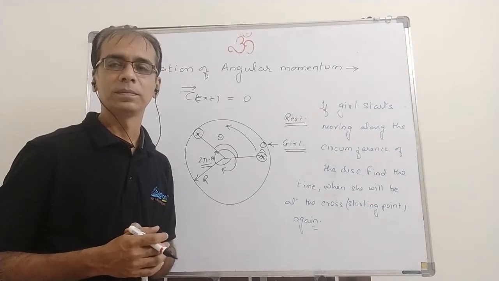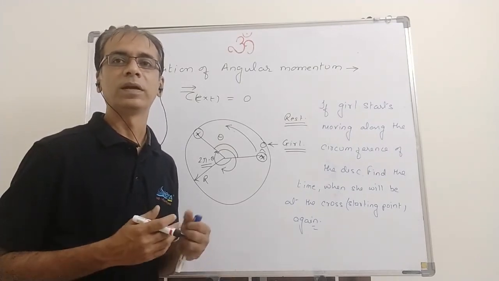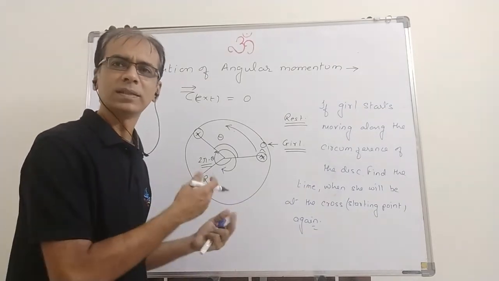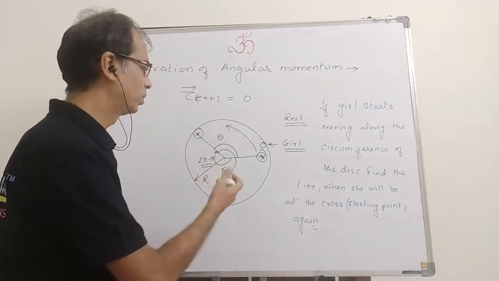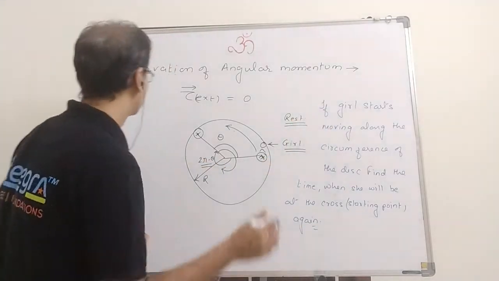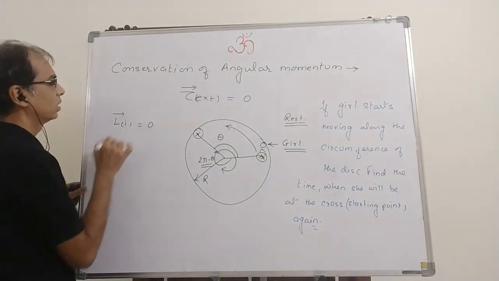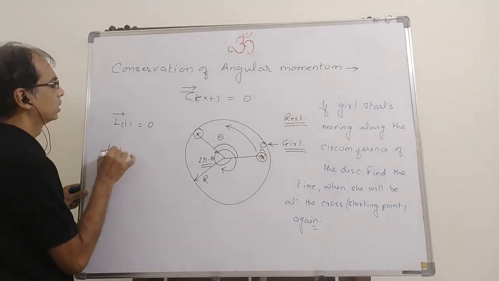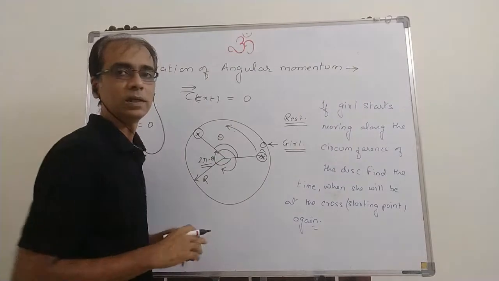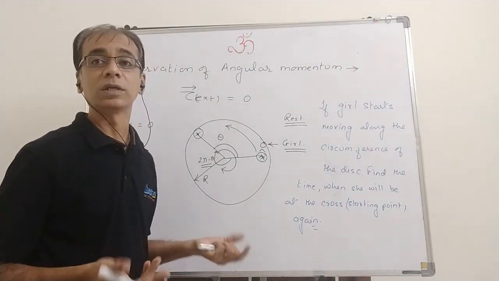There, what we did: initial momentum 0, final momentum is the momentum of the boy plus the momentum of the plank. Exactly the same thing here also. Initial angular momentum in this case is also 0, because initially nobody was moving. Now, first of all, about what are we taking angular momentum? About the center of the disk.